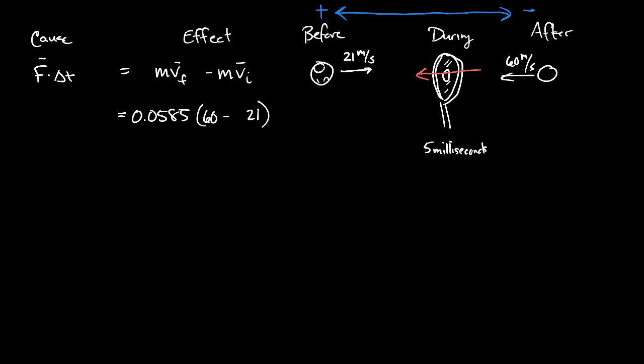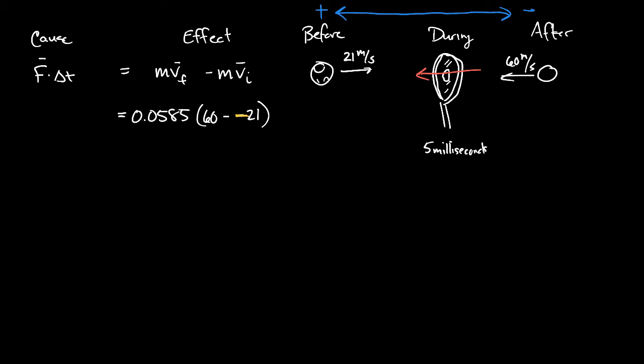Velocity is a vector quantity. I have to indicate direction. So the 60 meters per second I indicated was positive because it points in the positive direction, but the 21 meters per second points in the negative direction and thus requires that I put a negative sign in here. Remember, the racket has to slow the ball down to 0, turn it around, and return it back at 60.